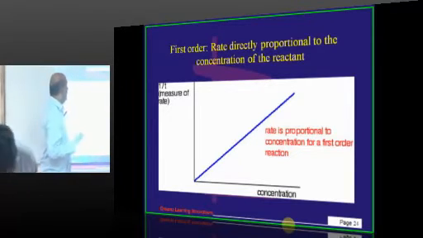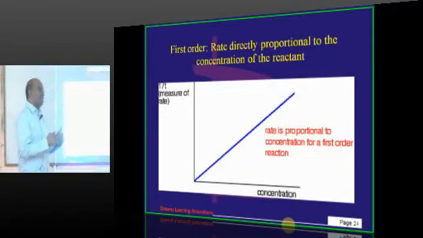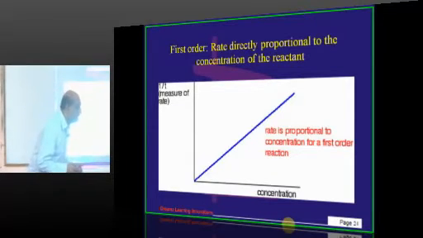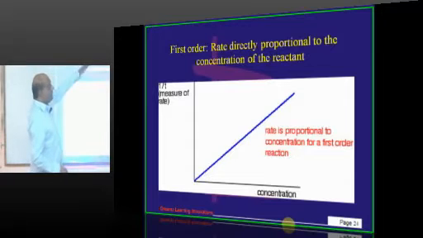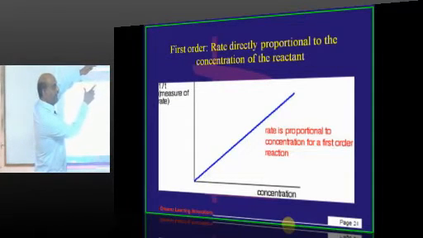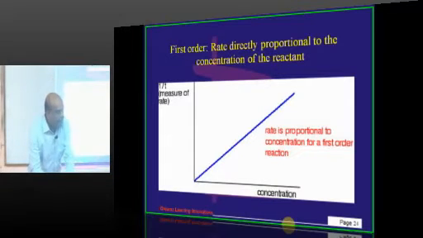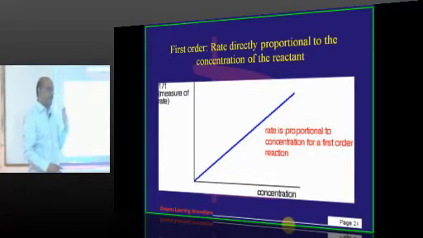But when we talk about half-life, is half-life constant in the case of zero order kinetics? No. When the concentration of the drug is high, half-life is longer. That means elimination is slower. When the concentration of the drug is less, the half-life is shorter and the elimination is faster. That is what you should not forget.